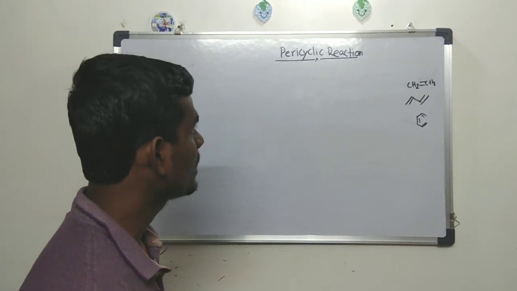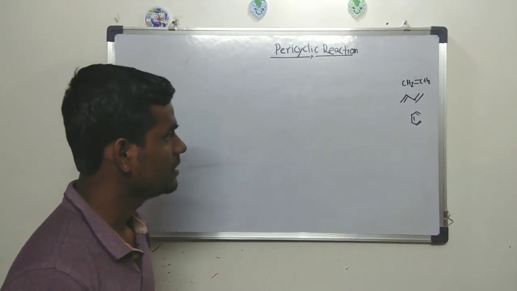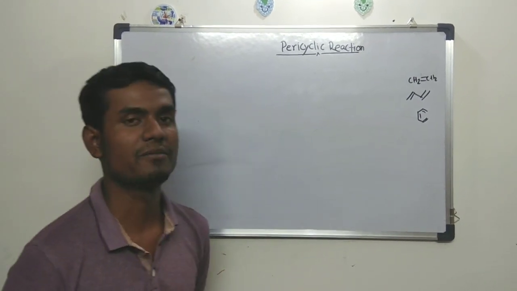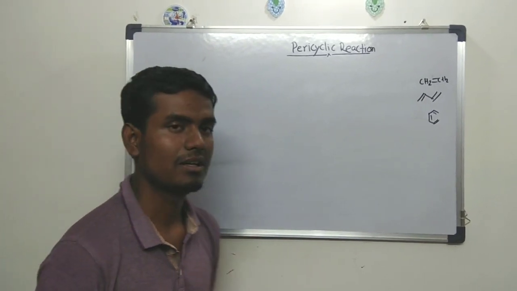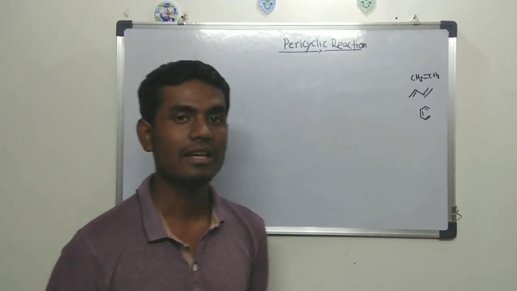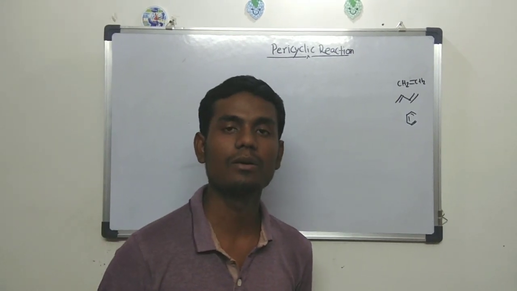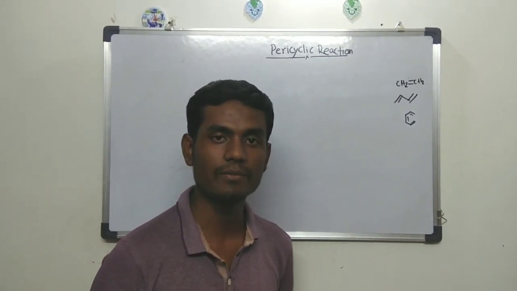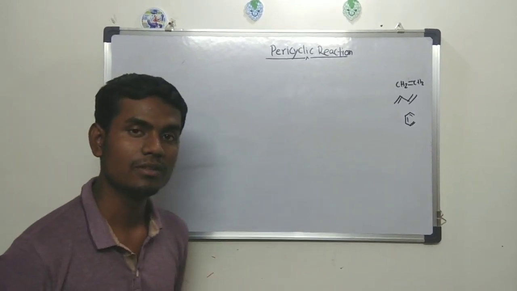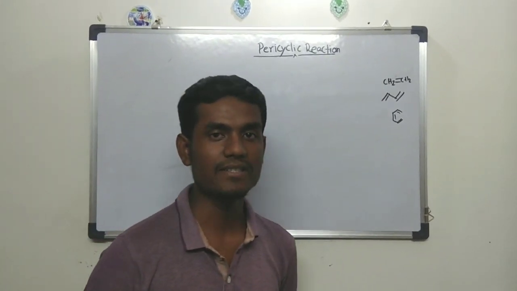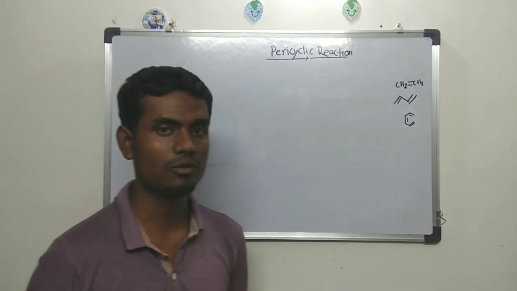Pericyclic reaction is a major part of organic chemistry. Before I start, I would like to say that I have already made numerous examples with proper explanation, and the concepts you need are already there. You can see the previous videos that have already been shared with you. In this video, I am going to discuss the basis upon which the pericyclic reaction is based.